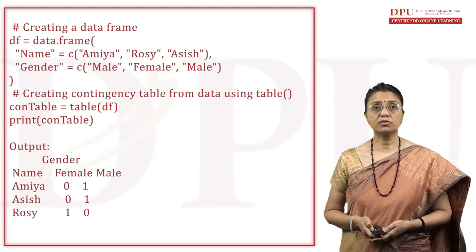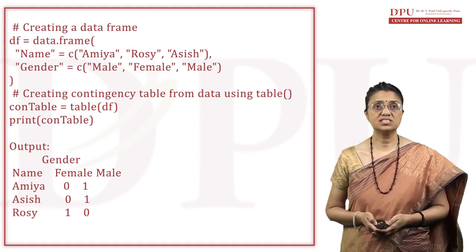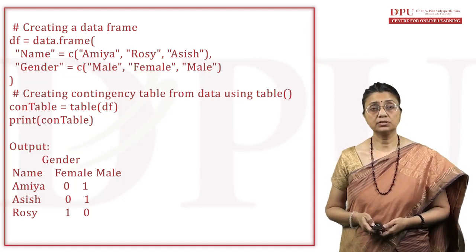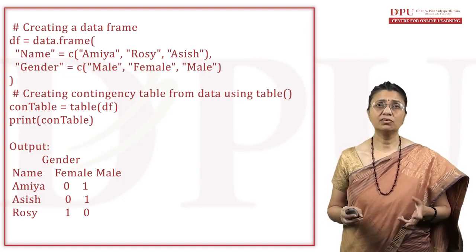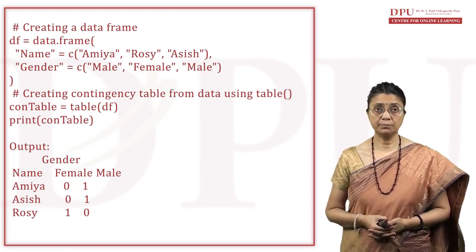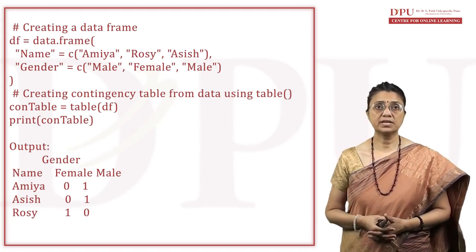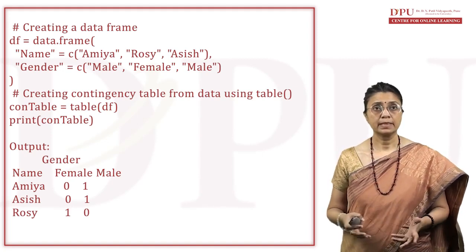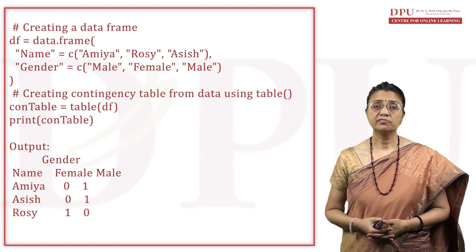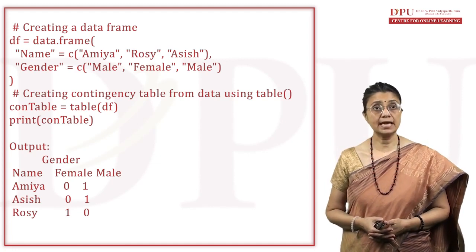Let's have a look at a different example now, since that example was just to understand the concept of the function table to create a contingency table and see the result of the table. Now we have a more clear data with the help of a data frame. We are creating a data frame where the names are Amia, Rosie and Ashish and gender is male, female and male. Data frame is my variable where the name of the data frame is df.